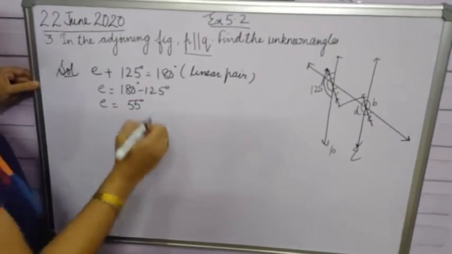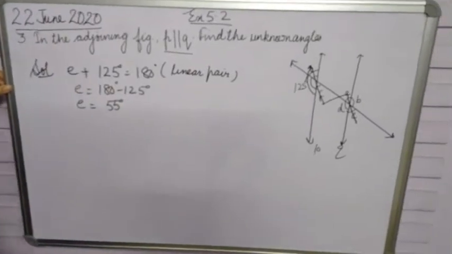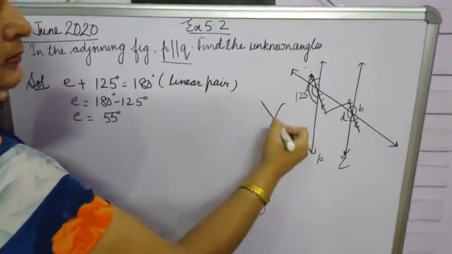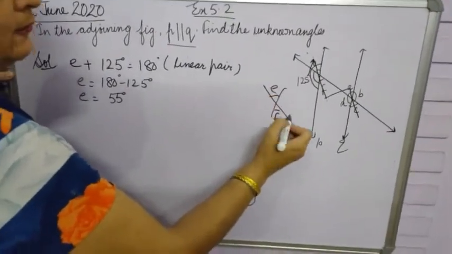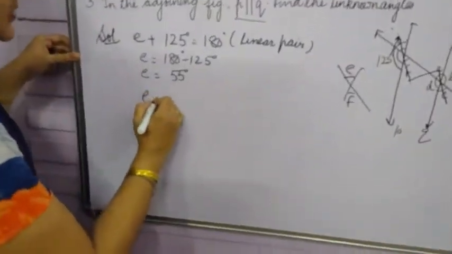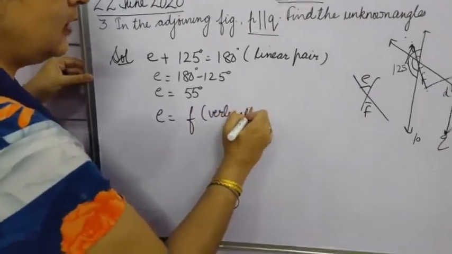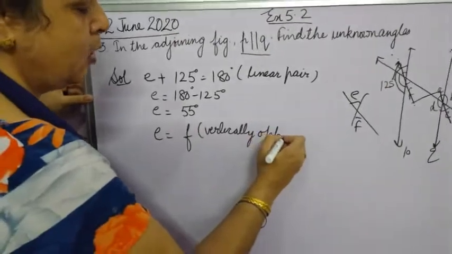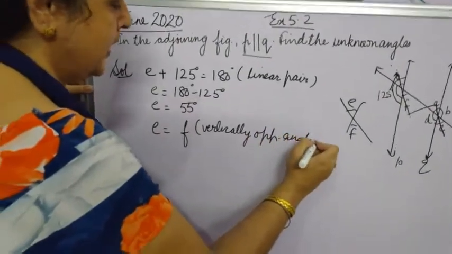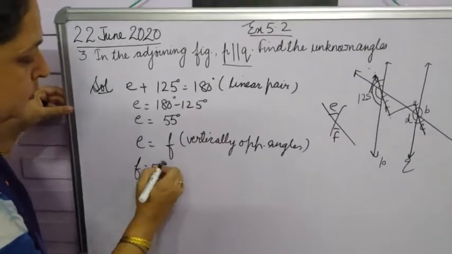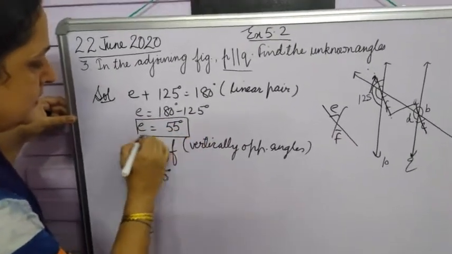So angle E comes out to be 55 degrees. Now what about E and F? They are vertically opposite angles. So E is equal to F. Why? Because these are vertically opposite angles. So angle F is also equal to 55 degrees.